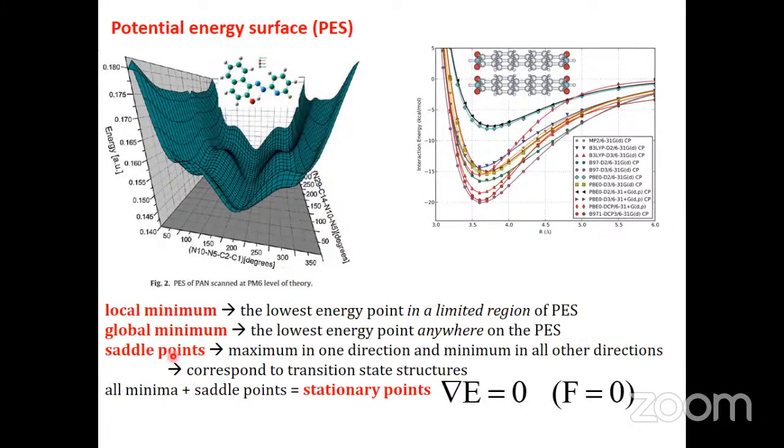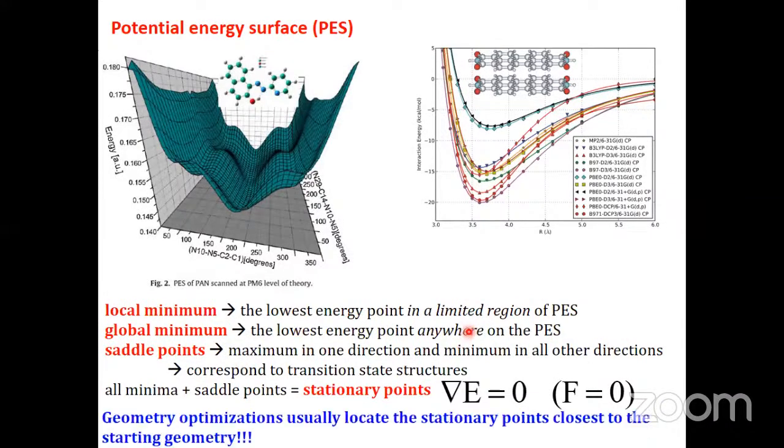So here we can obtain several parameters like the local minimum, the lowest energy point in a limited region of the potential energy surface. Second, most important is the global minimum, the lowest energy point anywhere on the potential energy surface, and a saddle point also, a maximum in one direction and minimum in all other directions, which corresponds to the transition state structure. So all minima plus saddle points always lead to a stationary point where the force might be 0 and the energy summation would be equal to 0. Geometry optimization usually locates the stationary point closest to the starting geometry.